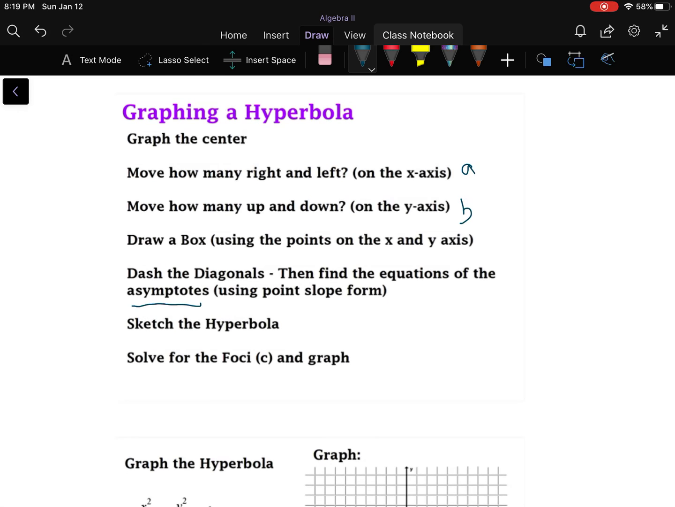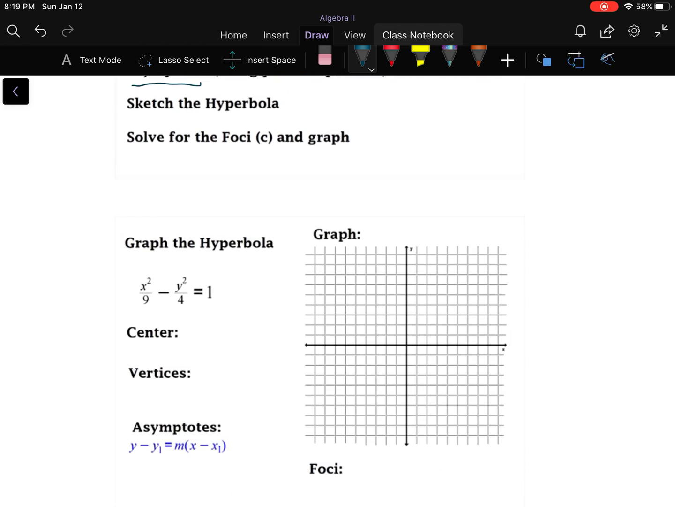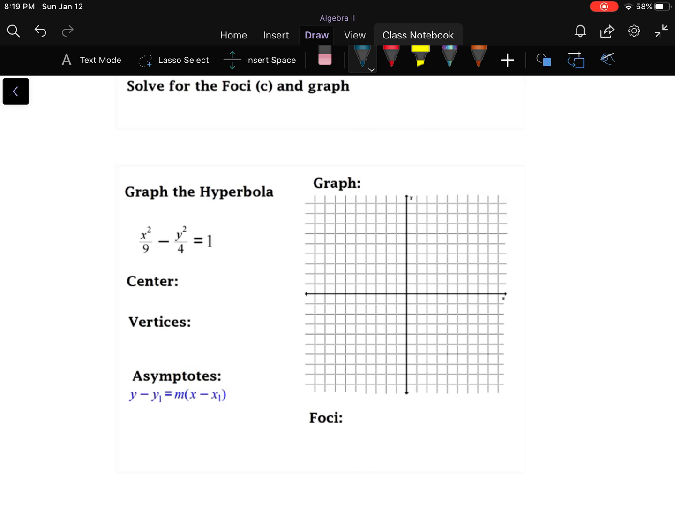We're not going to make a table. We're going to kind of use the asymptotes as our tool to decide how open or wide those parabolas should be. And then finally, we're going to find the foci and then we're going to graph. So here we go. A little bit different. Whichever one is the positive value determines the major axis.